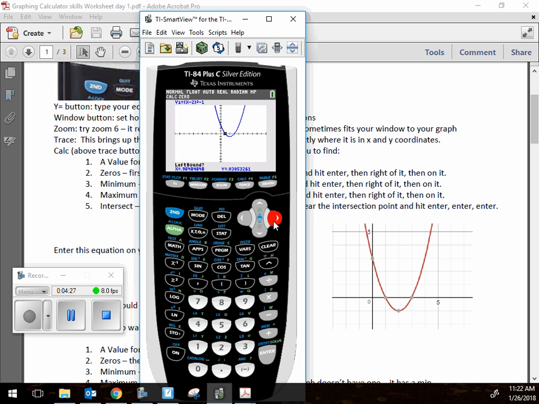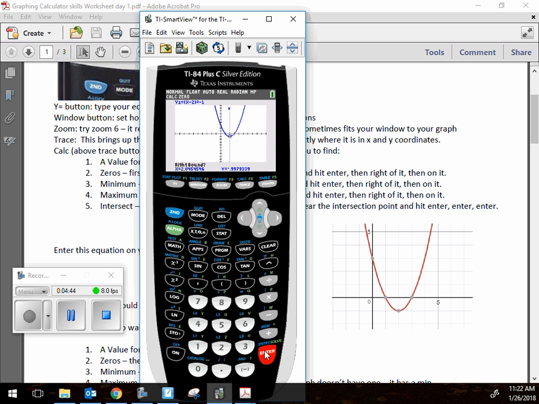I want to get just to the left of it. I'm going to do this one on the right. I want to be just to the left of it. You can give it a little bit of space. It doesn't have to be perfectly exactly to the left of it. Just get to the left of it and hit enter.